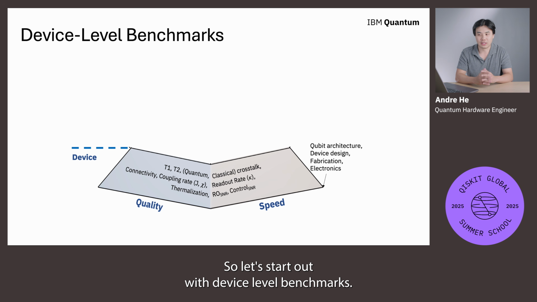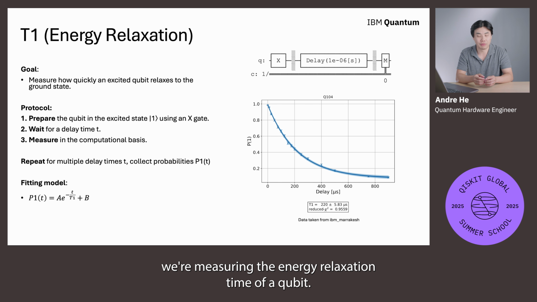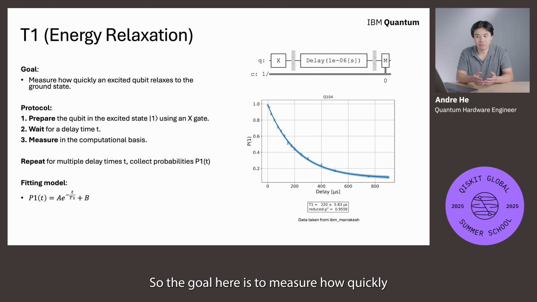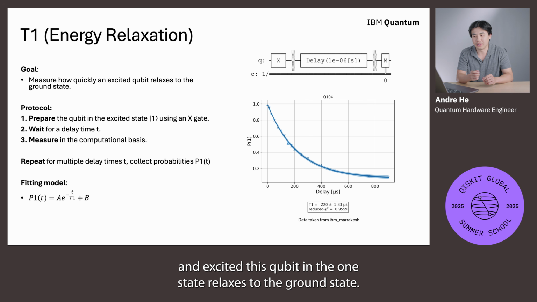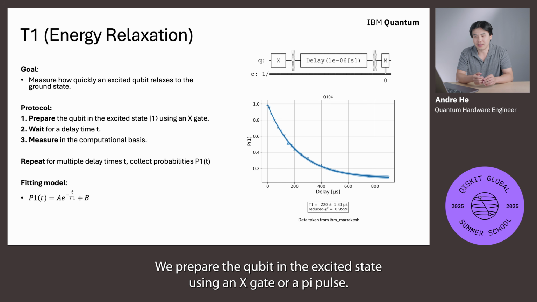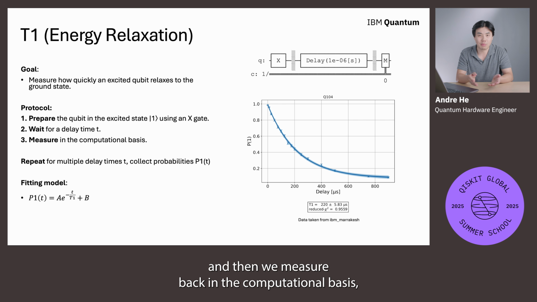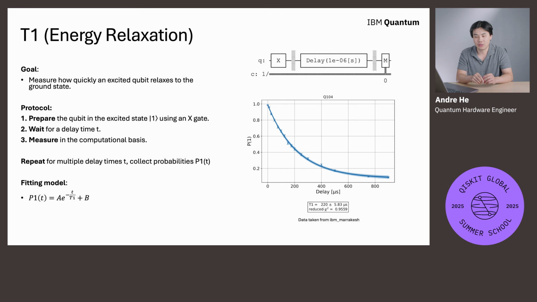So let's start out with device level benchmarks. The first one I want to talk about is T1, in which we're measuring the energy relaxation time of a qubit. The goal here is to measure how quickly an excited qubit in the 1 state relaxes to the ground state. The circuit here is quite simple. We prepare the qubit in the excited state using an X gate or a pi pulse. We wait for some amount of time t, and then we measure back in the computational basis.